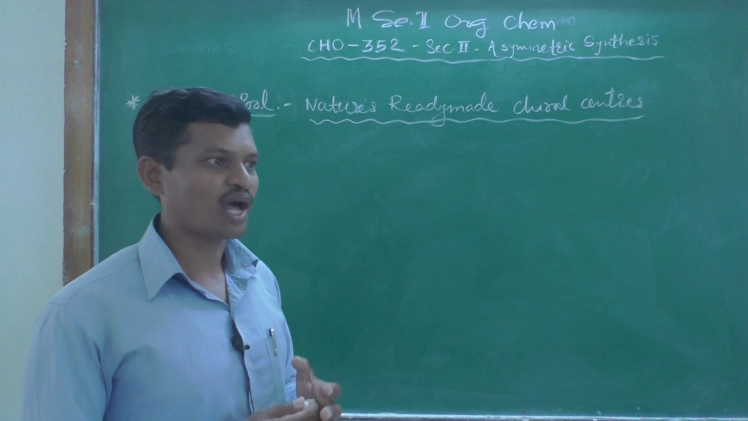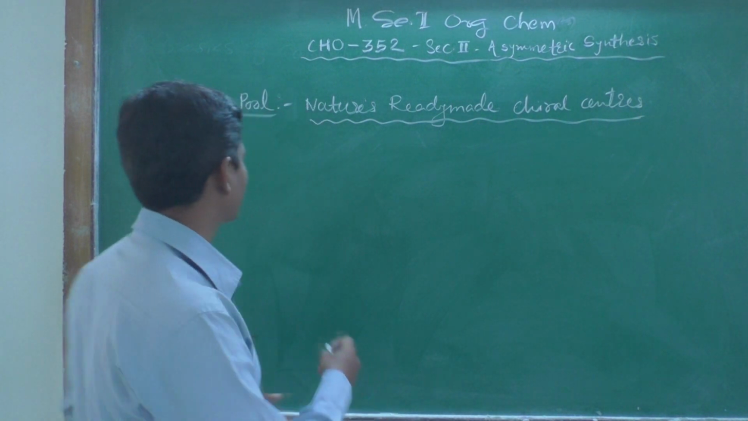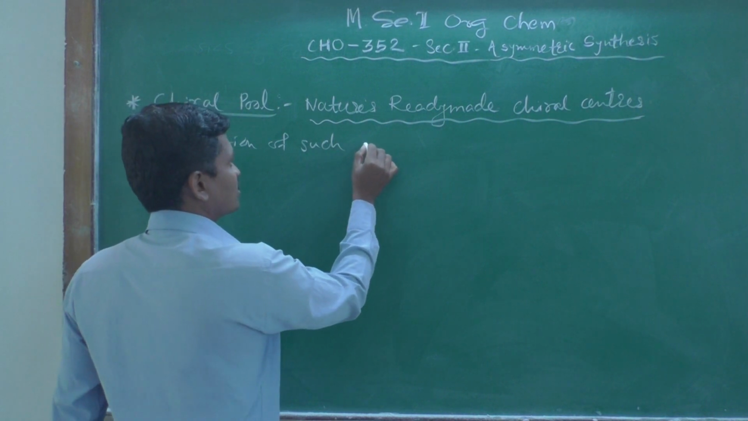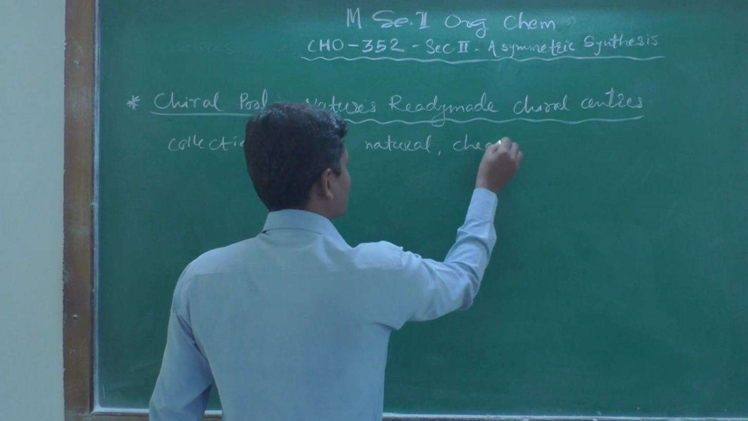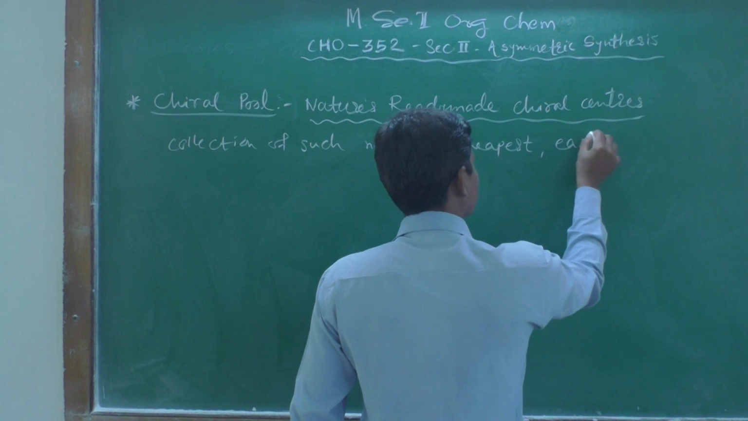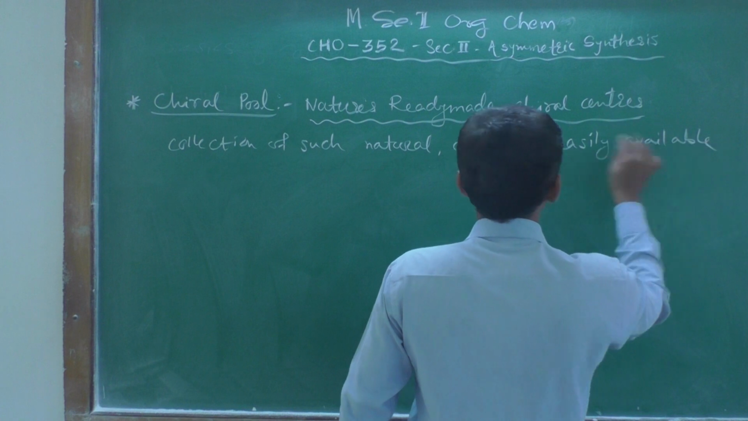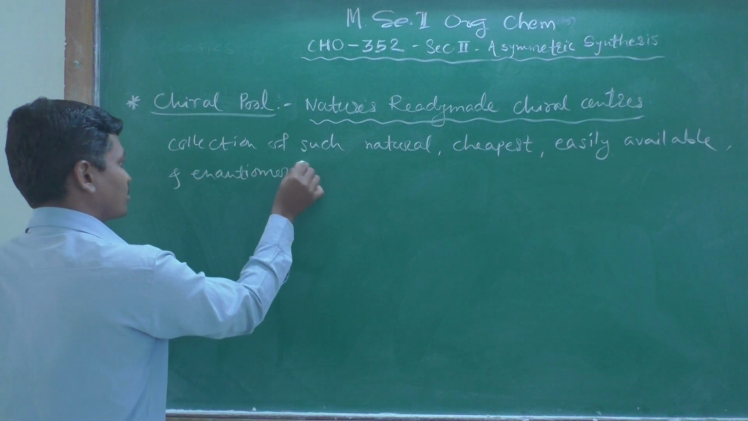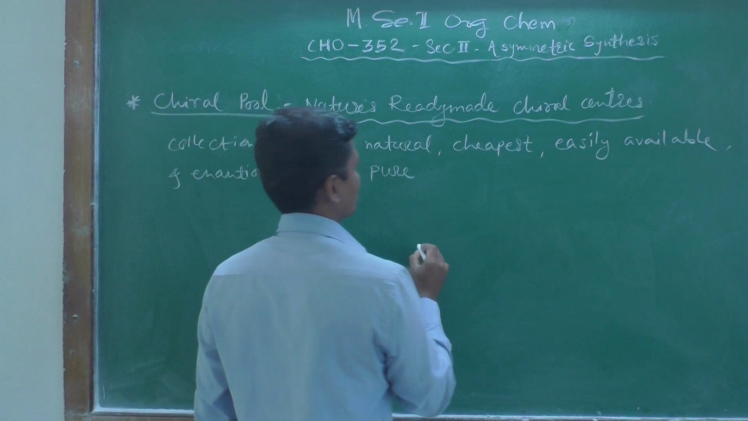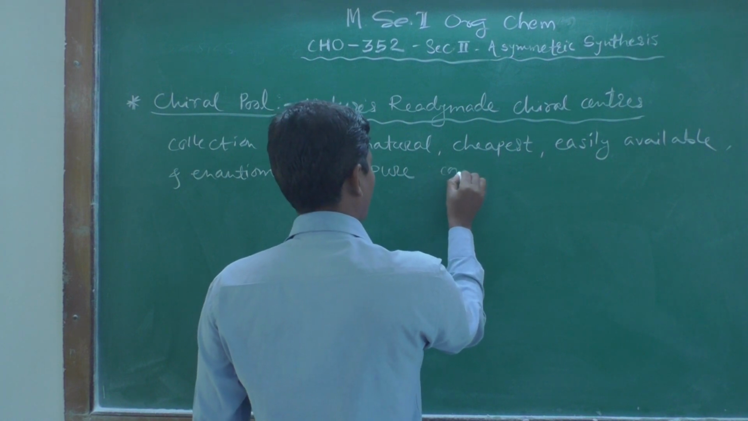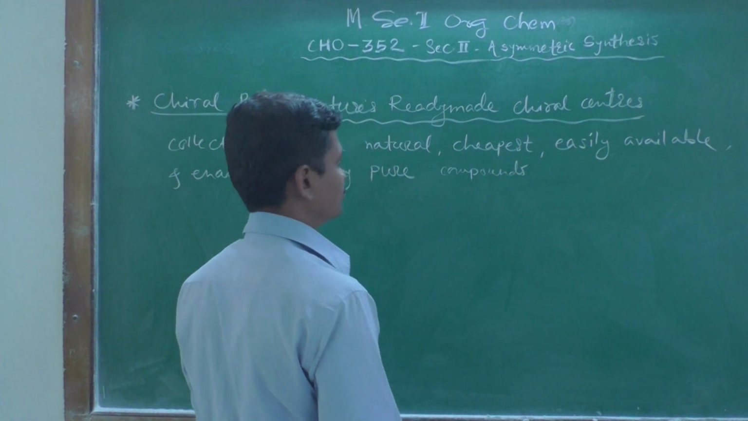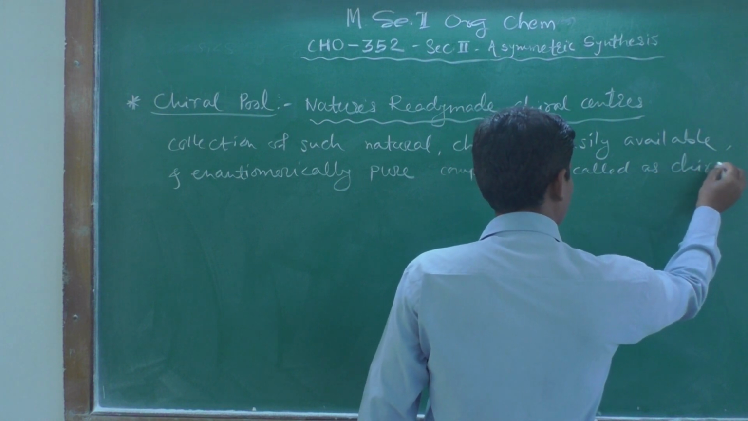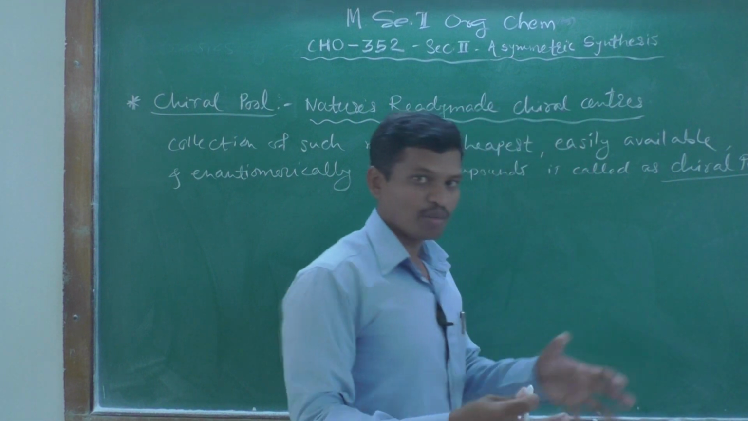Okay, and the collection of such compounds, pool means collection, of such natural, cheapest, easily available, that's why I have written here ready-made, easily available, and the most important thing is enantiomerically pure, compounds is called chiral pool. Pool means a bunch or a collection.